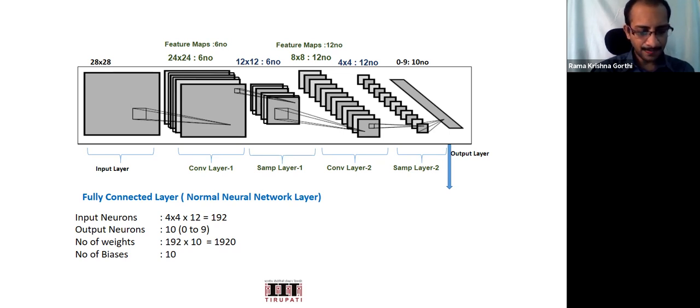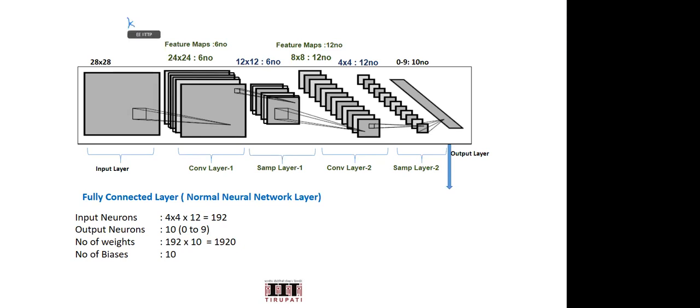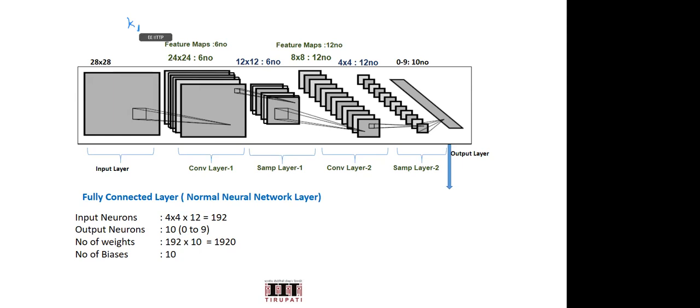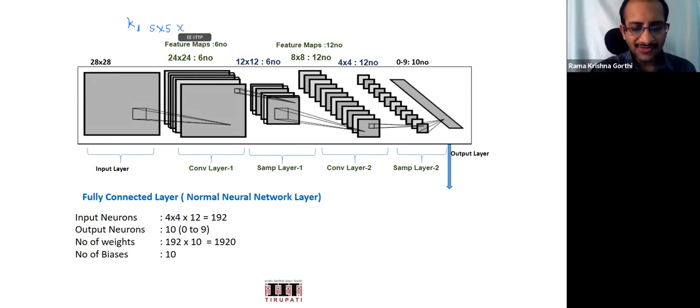So first, there are some kernel parameters to be learned. What are the dimensions of this? 5 cross 5 kernels, and we want 6 feature maps in the subsequent layer, so 5 cross 5 cross 6. Then where else are there learnable parameters? Go layer after layer. Are there any learnable parameters here?